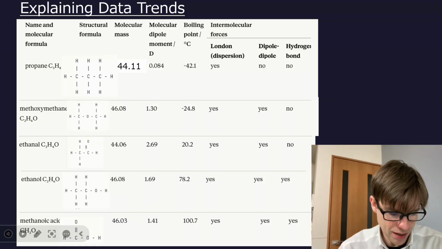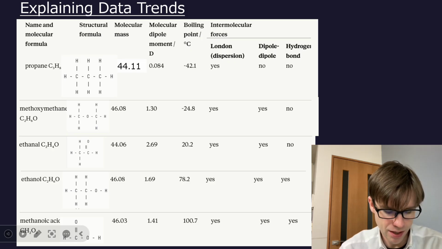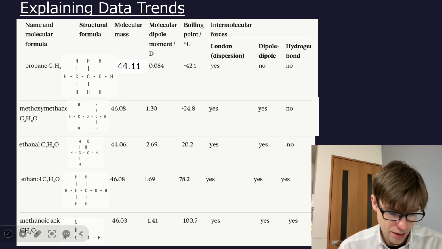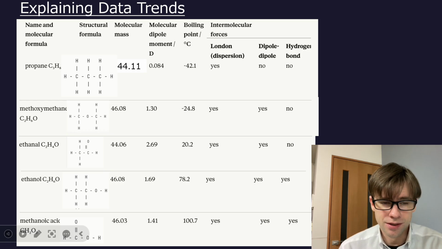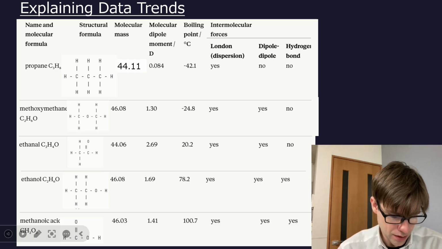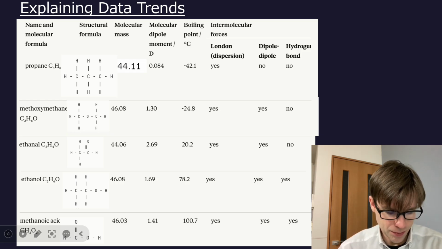So let's start with some data. This table has various things: some formulas and structural formulas, molecular mass, dipole moment in units of debyes, boiling point in Celsius, and then a little subchart that has intermolecular forces, whether it has London, dipole-dipole, or hydrogen bonding. And you could be asked to explain this on a Paper 2 or Paper 1B kind of exam, or in quite a lot of textbook homework questions. So let's try to explain this.